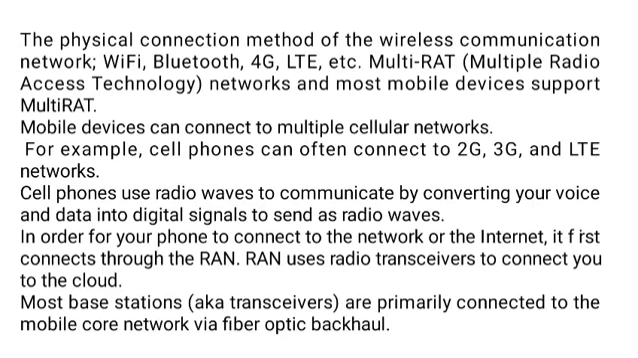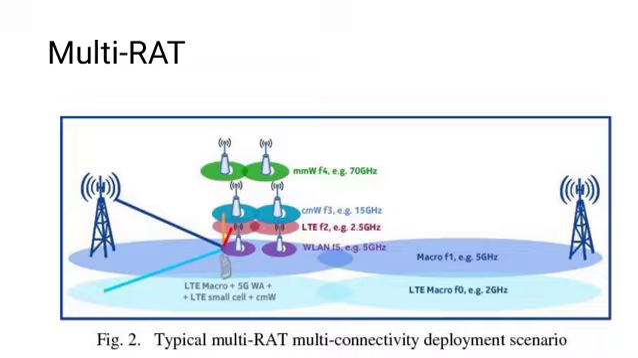A cell phone uses radio waves to communicate by converting voice and data into digital signals and sending them as radio waves. In order for our phone to connect to the network, first it connects to the RAN. RAN uses a radio transceiver to connect to the cloud. Most base stations are primarily connected to the mobile core via a fiber optic link. So this is the way how we are connected.